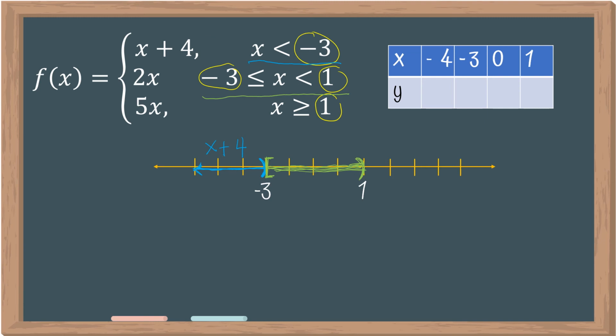we will be applying the second subfunction, which is 2x. Okay? And then for the last subfunction, we have 5x if x is greater than or equal to 1. So we have that or equal to. So therefore, we will be using, of course, a bracket. So values greater than 1, that will be all the values to the right. So lahat ng ito. Okay? So if the value of x is greater than 1, we will be applying that third subfunction, which is 5x.